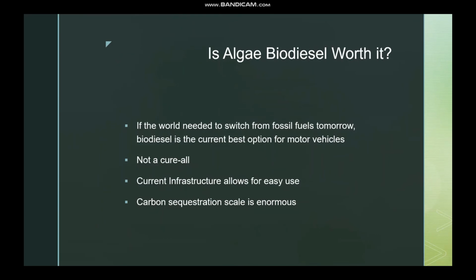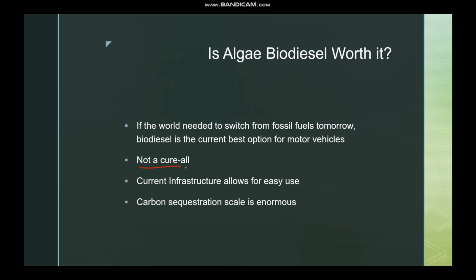So is algae biodiesel worth it? Ultimately, I think that it's a wonderful thing, and I think that it's definitely worth looking into and possibly investing in, because right now, if the world were to switch from fossil fuels tomorrow, the only current option that we could put into our motor vehicles would be biodiesel. It's the only thing we have infrastructure for. It's the only thing that we don't have to make huge modifications to engines in order to run.